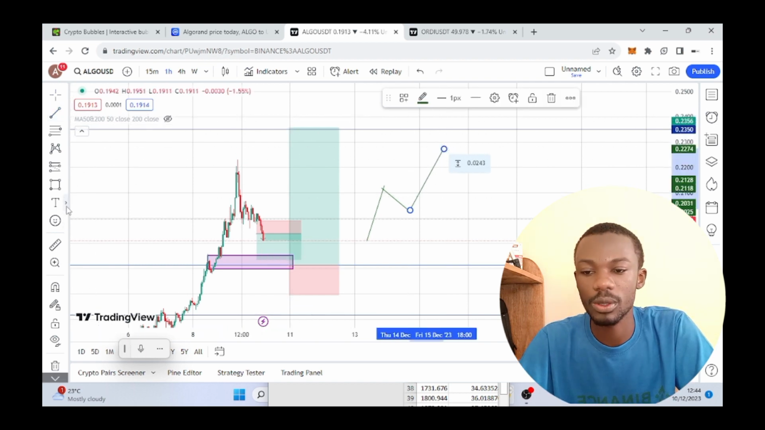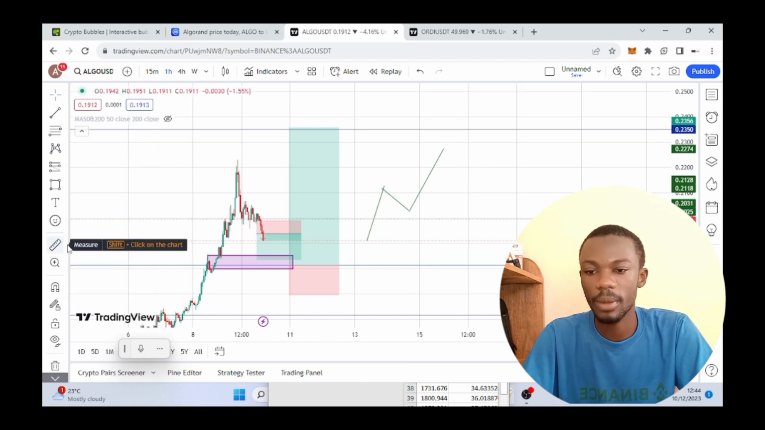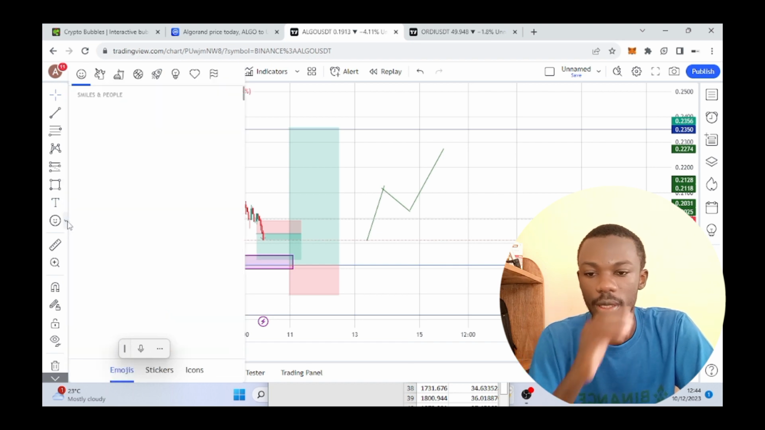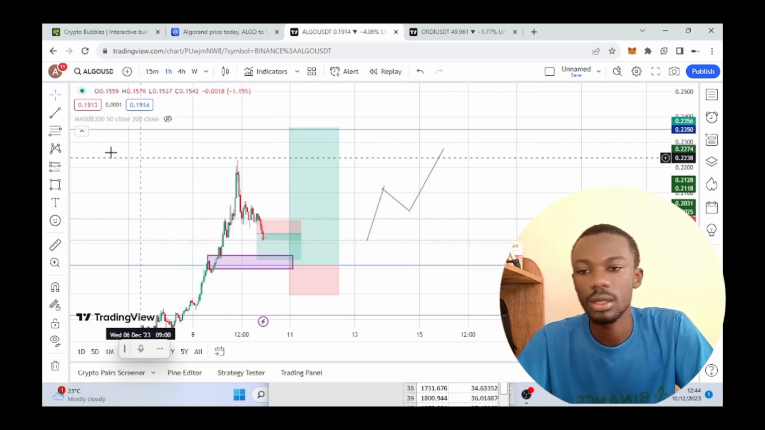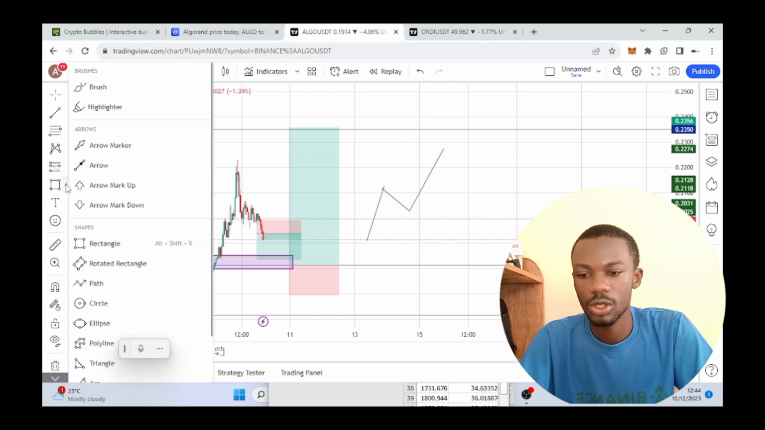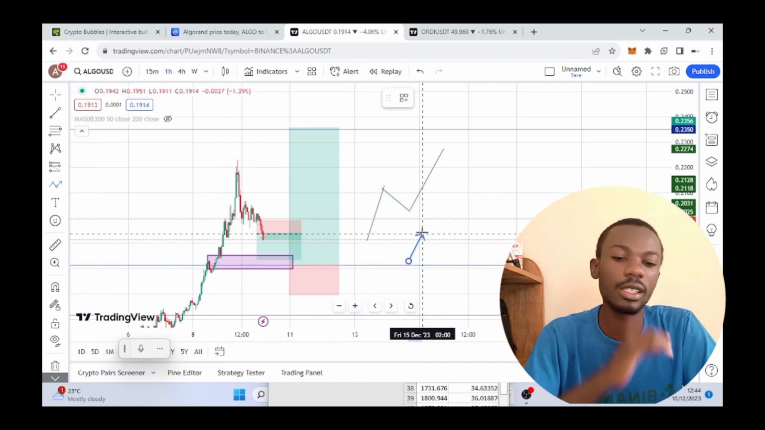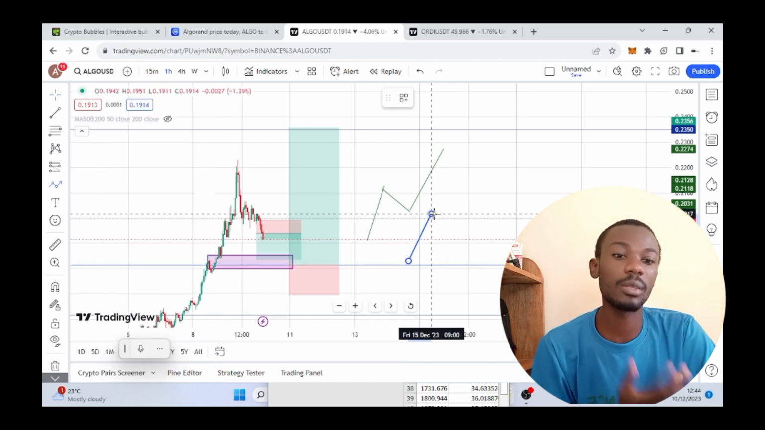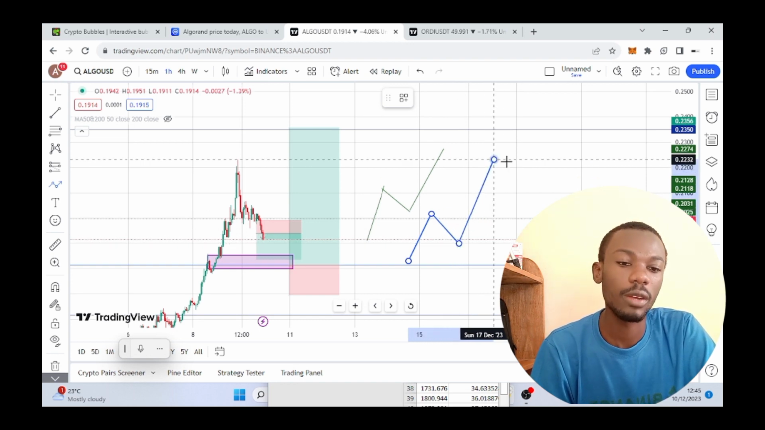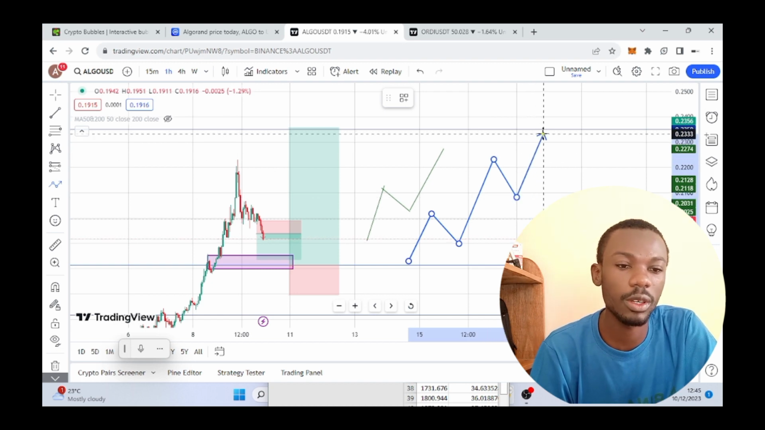Let me get a proper tool that I'm going to be using for that movement of the market. Let me get this tool, this shape, and then it's here. Let me use this. So the Elliott wave theory says that that's the first wave. The market moves in waves: wave 1, wave 2, wave 3, wave 4, and then wave 5. This is what the Elliott wave theory states.